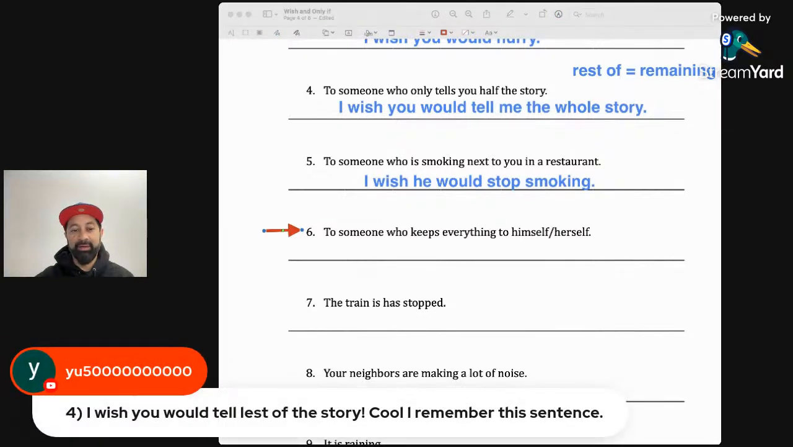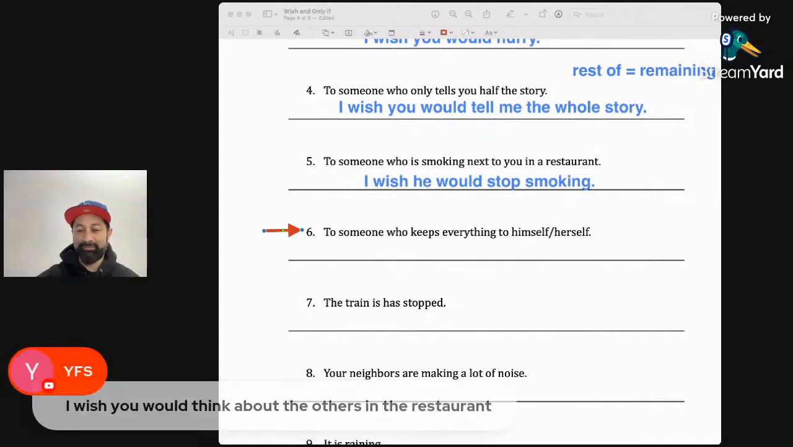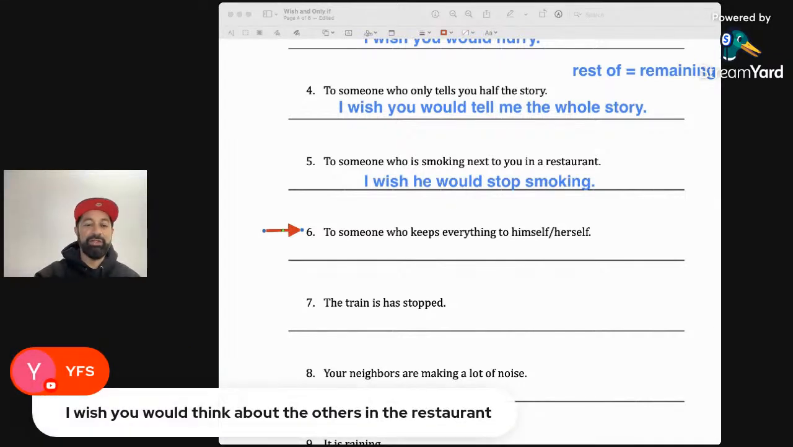Number 4, I wish you would tell me the rest of the story. Cool, I remember this sentence. Perfect. Wife says, I wish you would think about the others in the restaurant. Perfect.